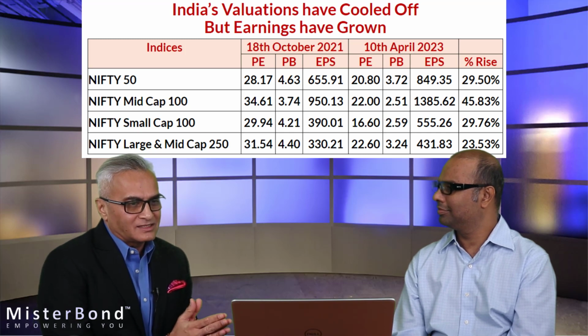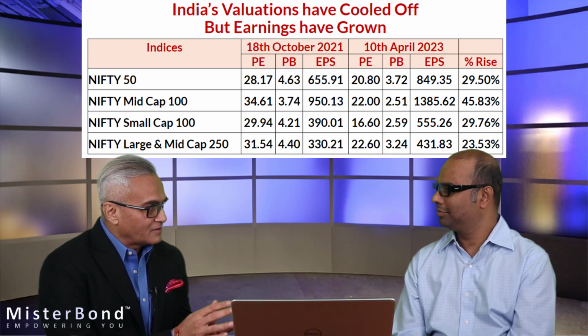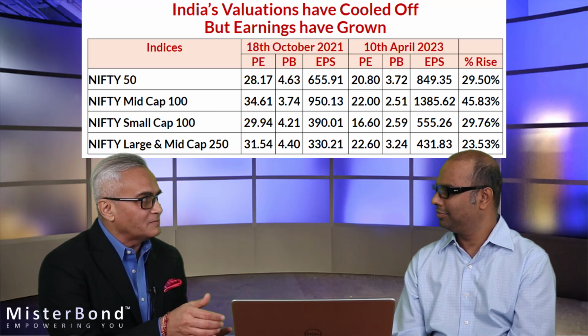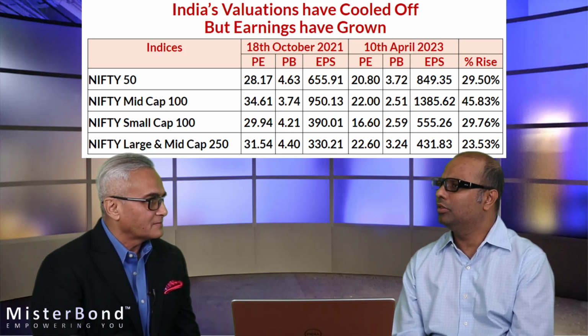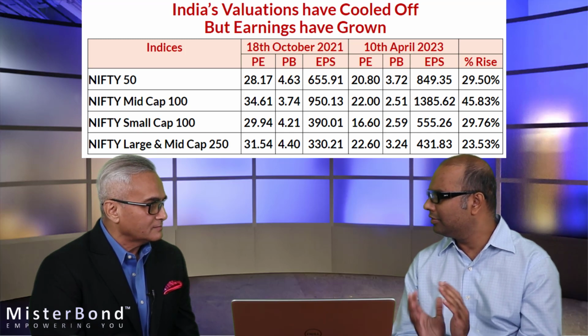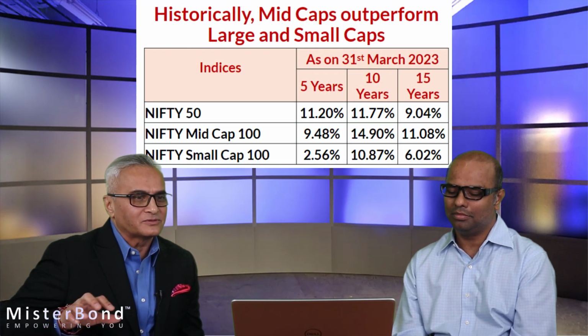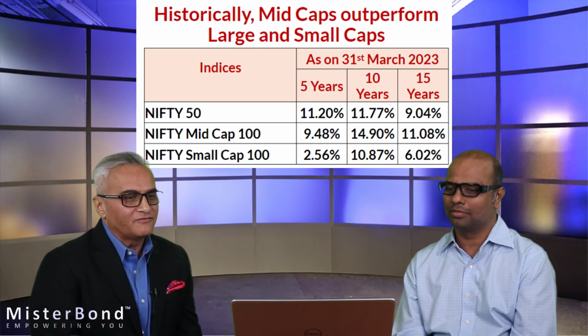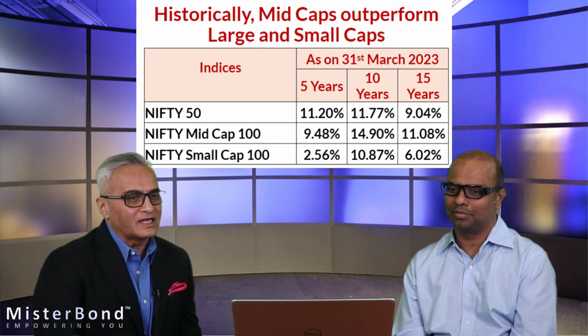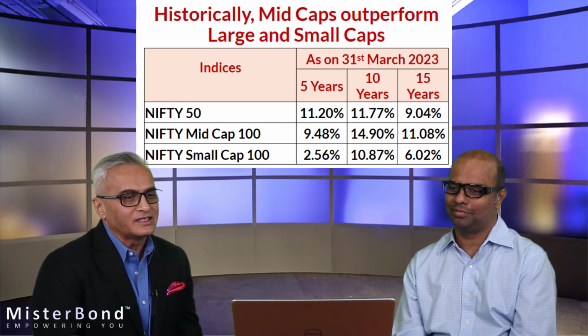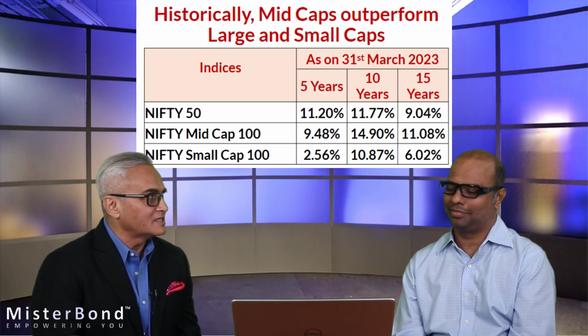So where do you see there is good value in terms of the Indian market space, large, mid or small cap? So I think if you look at the space of India, which is large cap, mid cap, small cap, over the longer duration, the mid cap has been the best performing index if you look from 2004 till now. So let me show that data also. Historically, mid caps have outperformed large cap and small cap. If you see last 10-year and 15-year data, if Nifty 50 has delivered 11.77 or 9.04%, mid cap has delivered a whopping 14.90 and 11.08 versus small cap of 10.87 and 6.02%.